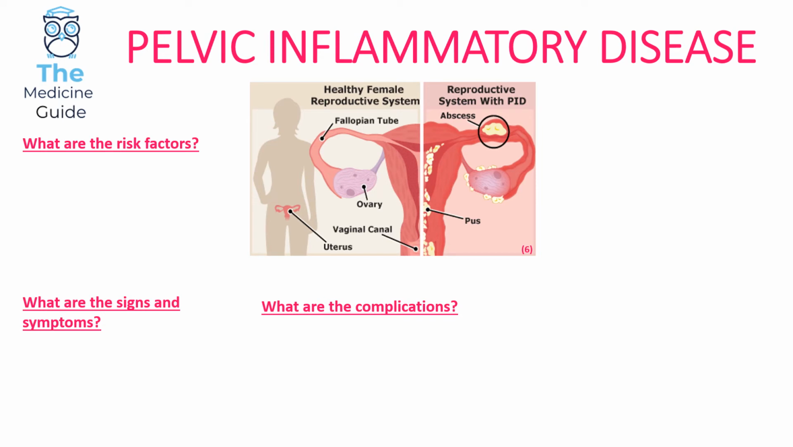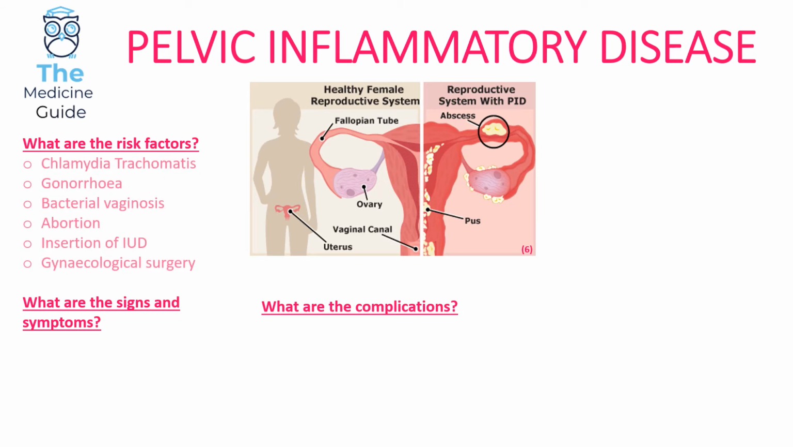So the next condition that I'm going to cover is pelvic inflammatory disease. So the risk factors for pelvic inflammatory disease are chlamydia trachomatis, which is the most common cause of pelvic inflammatory disease, and gonorrhea is the second most common cause. Bacterial vaginosis, abortion, insertion of an intrauterine device, more commonly known as a copper coil, or any form of gynecological surgery. So sexually active women with multiple partners who don't use condoms are more at risk of developing pelvic inflammatory disease.